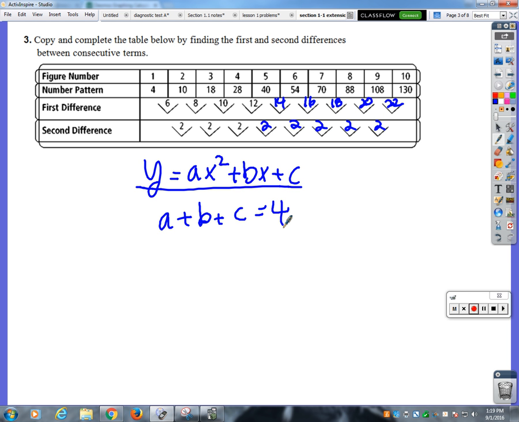If I put a 2 in here for x, what do I get? 4a, because 2 squared is 4, plus 2b, plus c, because there's no variable, and this time that equals 10. Now, since I'm trying to figure out what a, b, and c are, 2 equations isn't going to do it, so I have to go one more time. So now I'm going to plug in a 3, and what do I get? You should be able to see a pattern here. 9a, because 3 squared is 9.